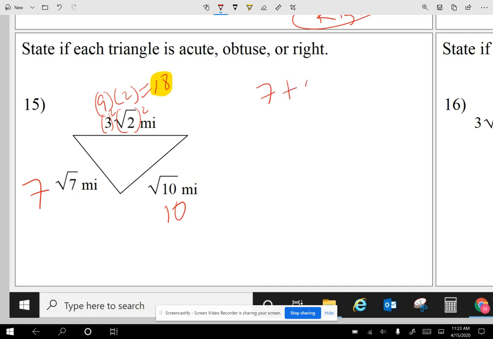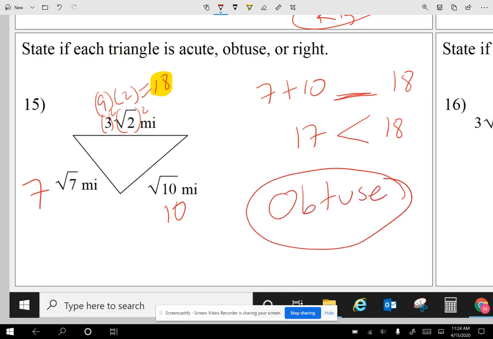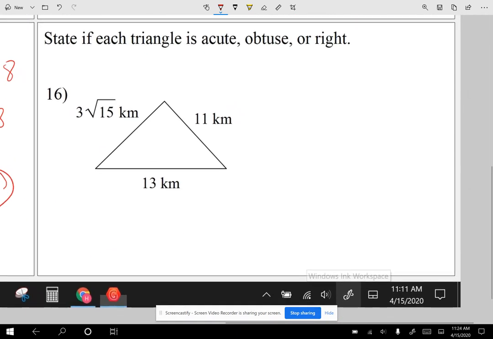So I'm just going to go 7 plus 10. I'm going to add the two small numbers. I leave a space because I don't know if I have an equal sign, greater than, or less than sign. And then 18. I know 7 plus 10 is 17. 18 is bigger than 17, so notice how I put the open side on the 18. Notice how my c squared, my 18, is still bigger than the other two combined. So I'm going to call this obtuse. All right, easy.